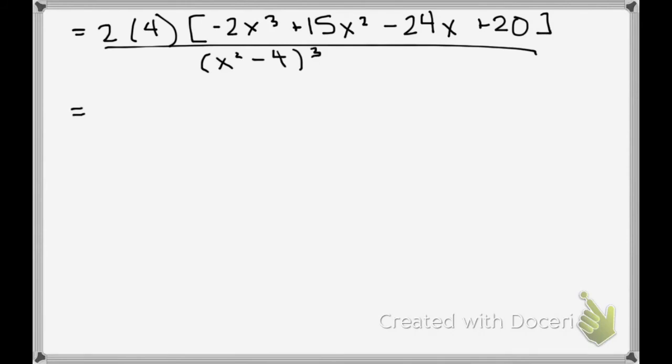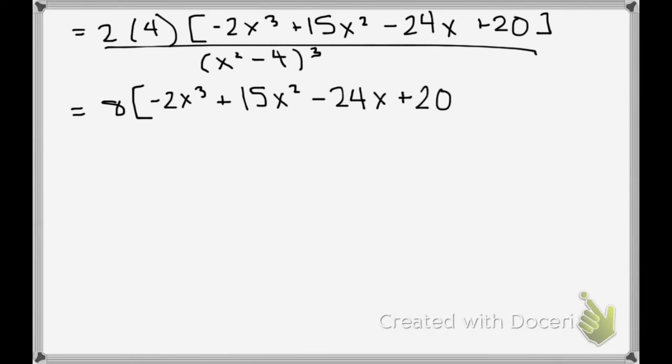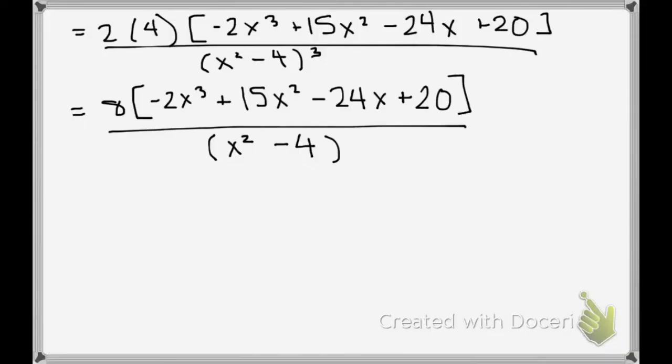And finally, we just multiply that 2 and 4 together to get 8 times the value inside of our brackets, negative 2x cubed plus 15x squared minus 24x plus 20, all over our denominator of x squared minus 4 cubed. And that is going to be our second derivative, or f double prime of x.